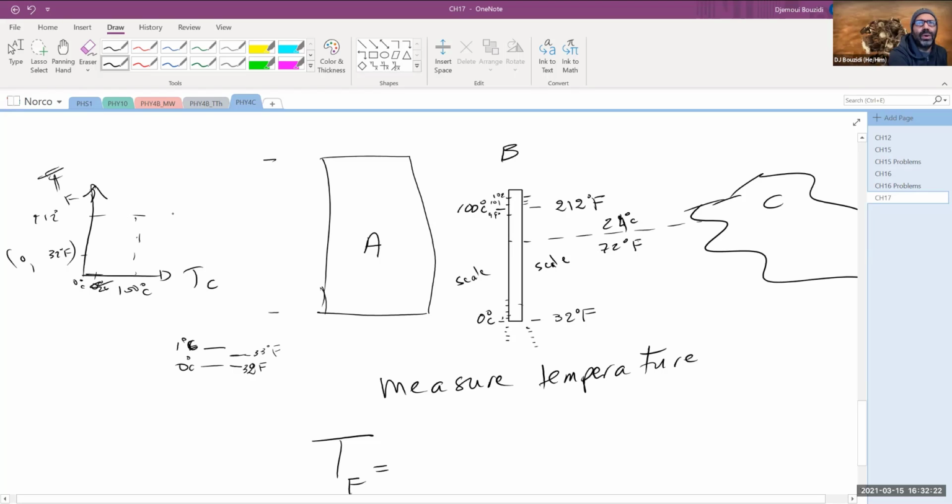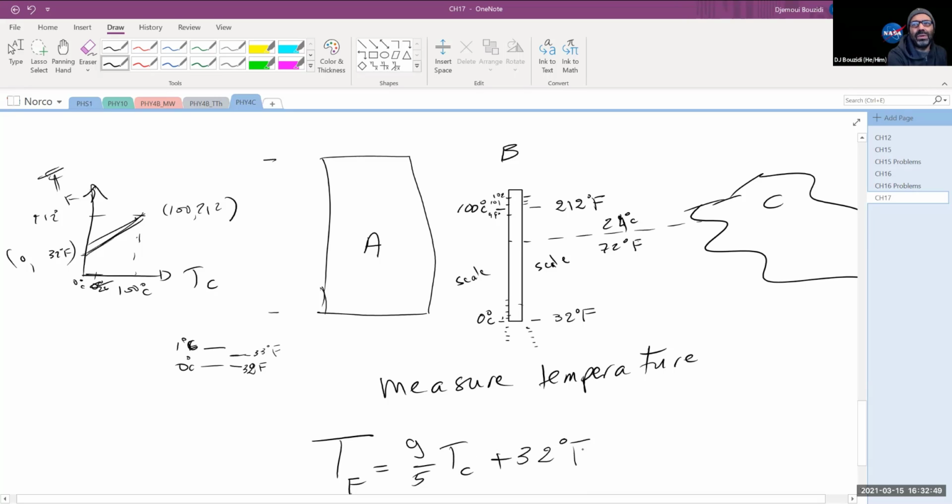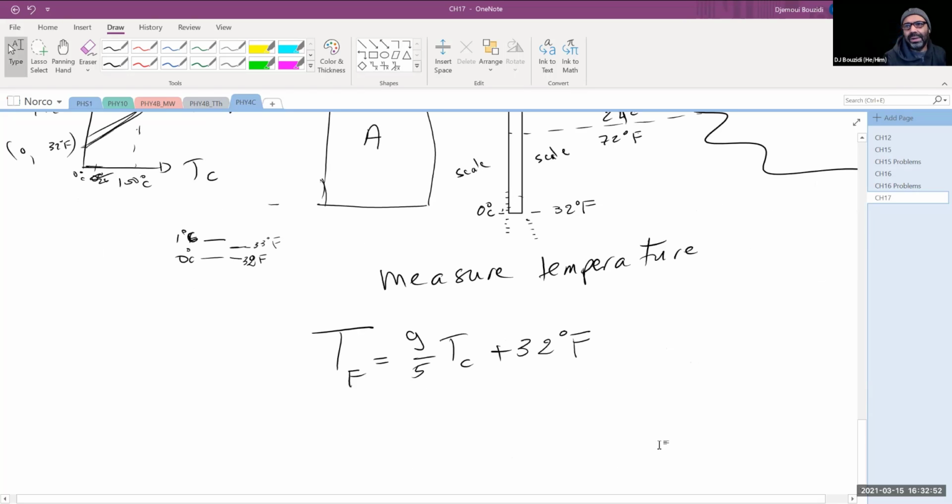Okay, so this is (100, 212), and then it's a matter of just finding the slope, which is just 212 minus 32 divided by 100 minus 0. So the slope is going to be 180 divided by 100, which is 9/5 really, times TC plus the y-intercept, which is 32 in this case. So it's easy to derive, actually, and use this expression to find TC as a function of TF.